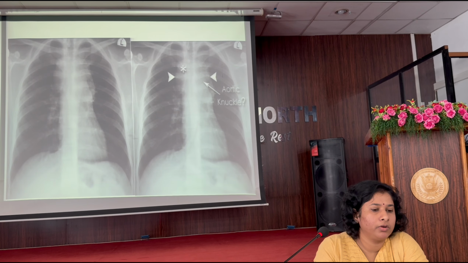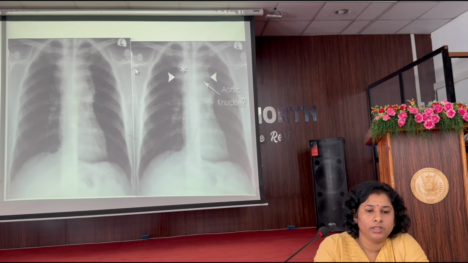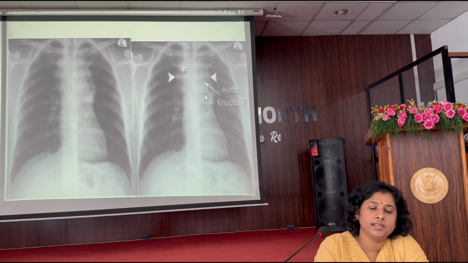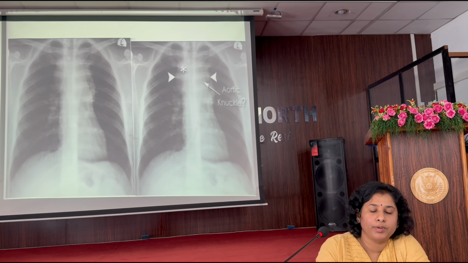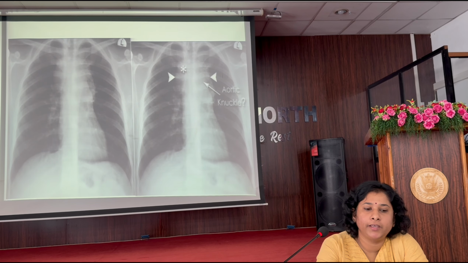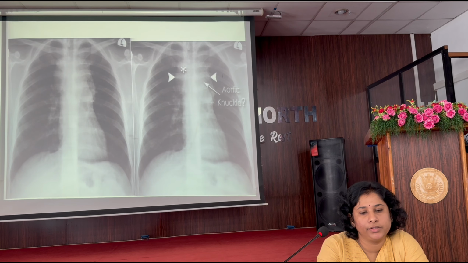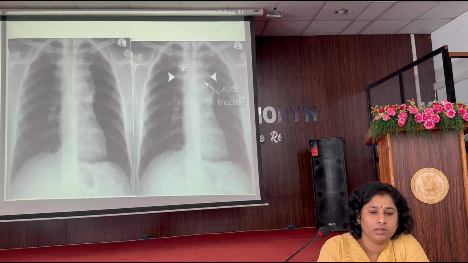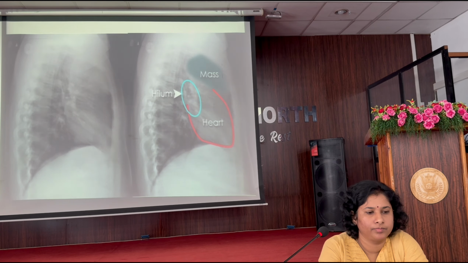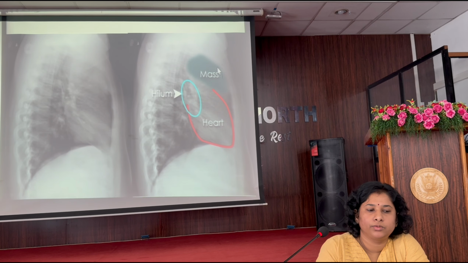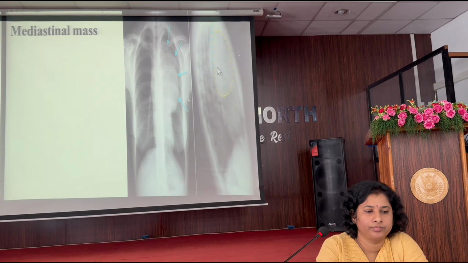So is this normal or not? The aortic contour is there, but here it's disrupted and there's a mediastinal widening. So the patient has night sweats and fever, B symptoms. So this is more likely due to lymphoma. So the same mass we can see in a lateral X-ray over the aorta. So this is the lymph node.